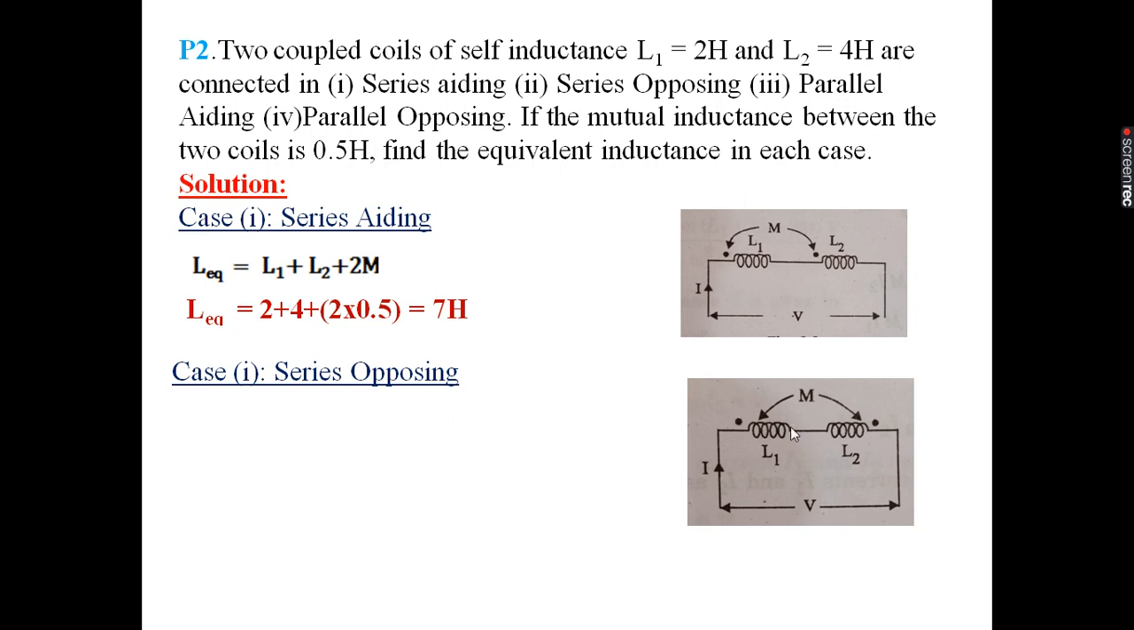Similarly, case 2 is series opposing. The only thing is the dots have been interchanged. There is some change with the dot. That is, in this case, current enters the dot, and in coil 2, current leaves the dot. So the only change is we have to put a minus for this polarity of mutual inductance. So L equivalent will be L1 plus L2 minus 2M. If you substitute the values, 2 plus 4 minus 2 into 0.5, we get 5 Henry.